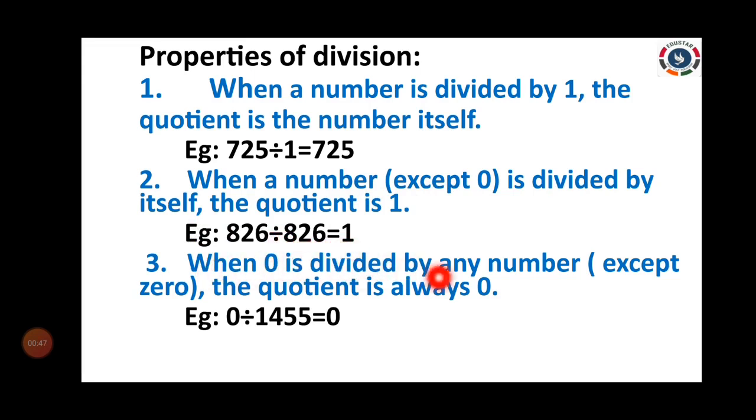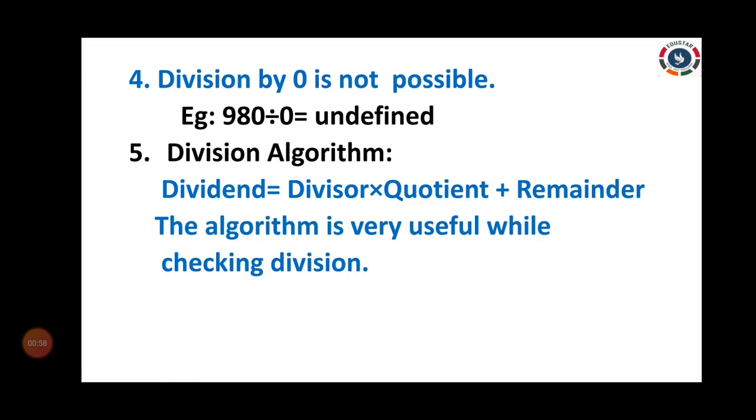When 0 is divided by any number except 0, the quotient is always 0. For example, 0 divided by 1455 is equal to 0. And fourth point, division by 0 is not possible. For example, 980 divided by 0 is equal to undefined or impossible. And fifth point, division algorithm. The dividend is equal to divisor into quotient plus remainder. So the algorithm is very useful while checking division.